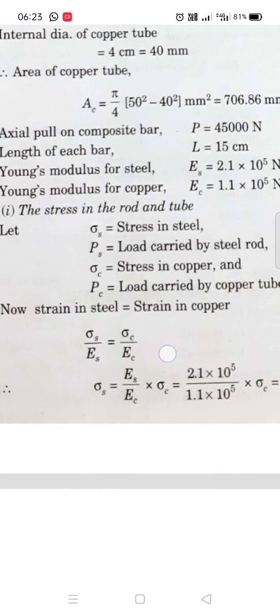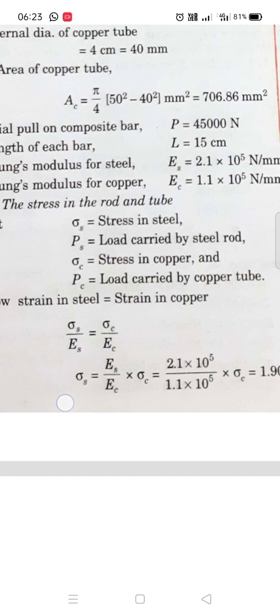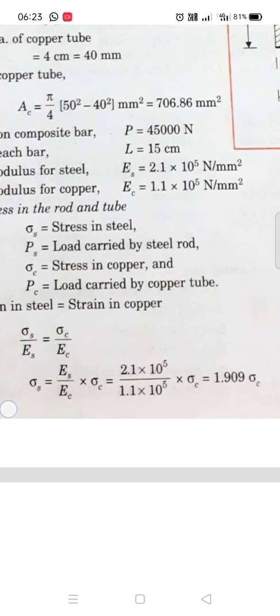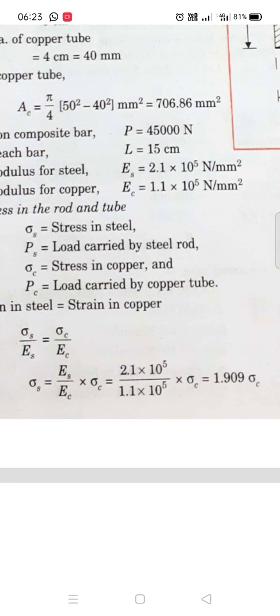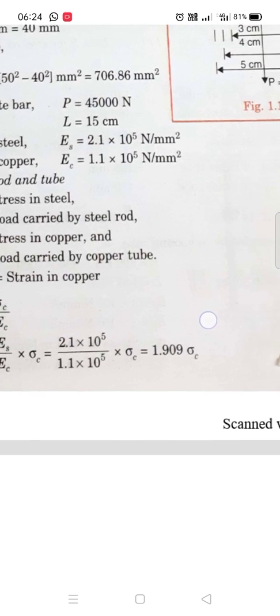Now the strain in steel equals the strain in copper. Using the formula, rho S is equal to E_S divided by E_C into rho C, which is 2.1 into 10 to the power of 5 divided by 1.1 into 10 to the power of 5. We get 1.909 rho C.